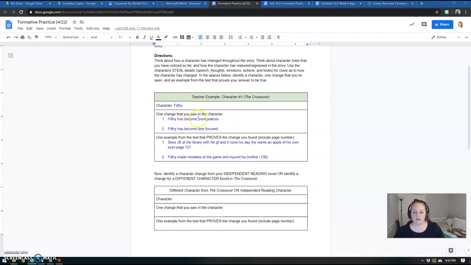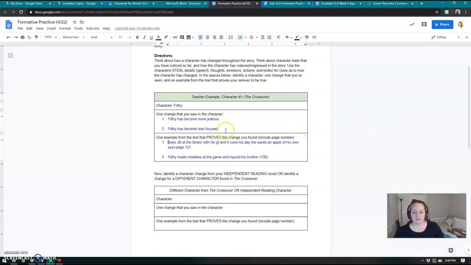So the first change that I saw was Filthy has become more jealous. My example from the text that proves this is down here. Filthy sees JB at the library with his girlfriend, Miss Sweet Tea, and it ruins his day. He says he wants an apple of his own eye. He clearly is becoming more jealous. Whereas at the beginning, it didn't even seem like girls, or the fact that JB was talking to this girl, even fazed him.